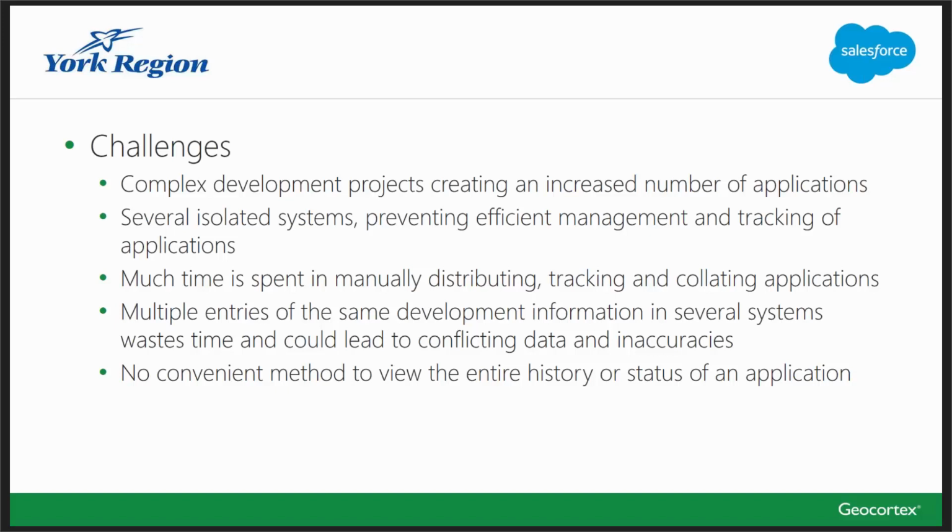Some of the challenges they were running into: they ran into more complex development projects, creating an increased number of applications that they needed to manage, several isolated systems preventing efficient management and tracking of applications. A lot of time was spent manually distributing, tracking, and collating applications. Multiple entries of the same development information in several systems wasted time and led to conflicting data and inaccuracies. They also didn't have a method to view the entire history or status of an application.